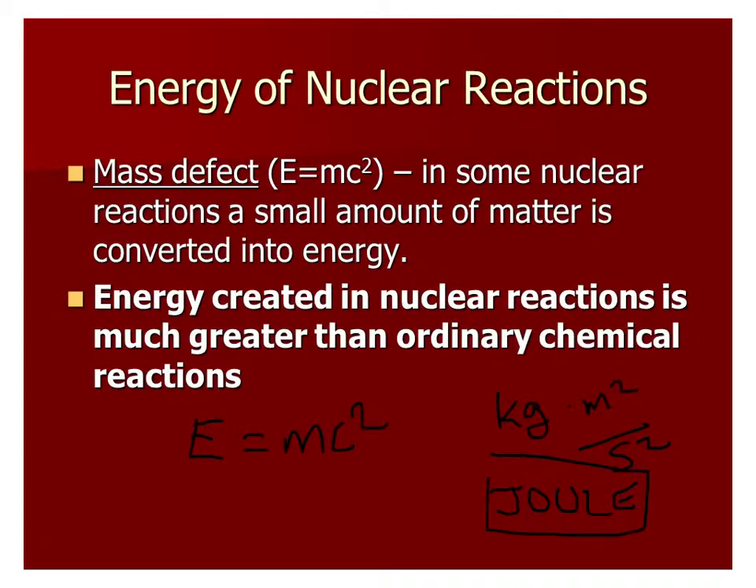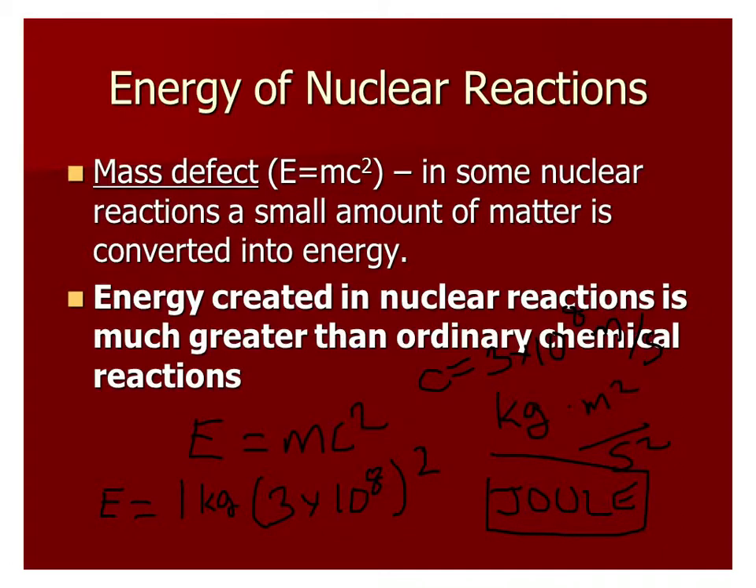So let's do the simple equation here. C stands for the speed of light, which is 3 times 10 to the 8th meters per second. So it's 3 times 10 to the 8th times 3 times 10 to the 8th. Let me write this down to make it simple: 1 kilogram times 3 times 10 to the 8th, and that whole number is squared.